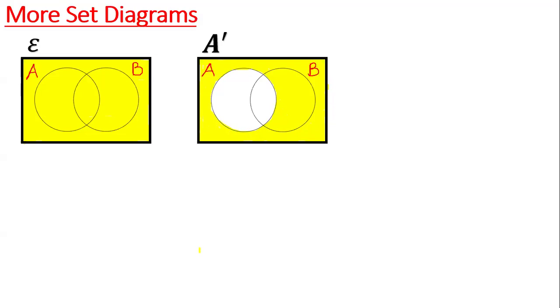So that's how I want you all to draw it. Do not include any. So you just leave A blank. A does not have anything that is shaded, because it's A complement. So that's how we do that.